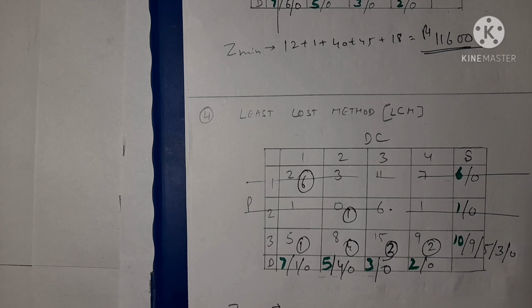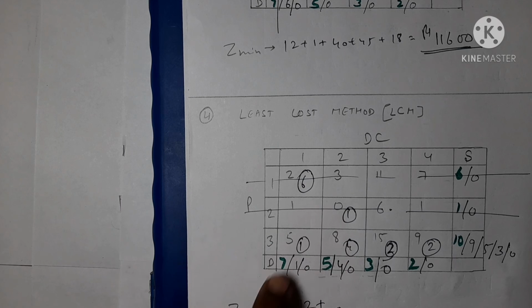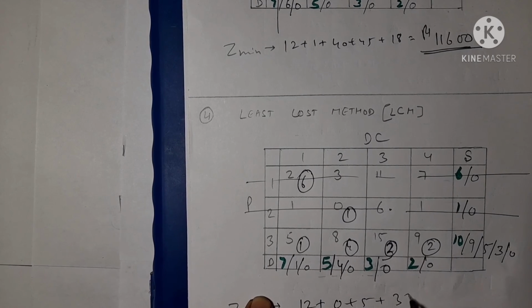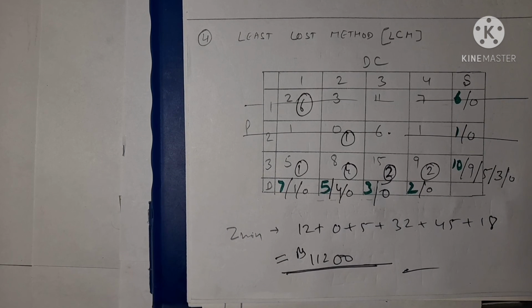This is a non-degenerate solution. Now the value is 6 into 2, 12 plus 0 plus 5 plus 32 plus 45 plus 18. In this way, I am just taking a quick example. Here it is 30, 30 plus 50, 80, 80 plus 8 is 112, with the multiplier of 100. This is the cost of the project.